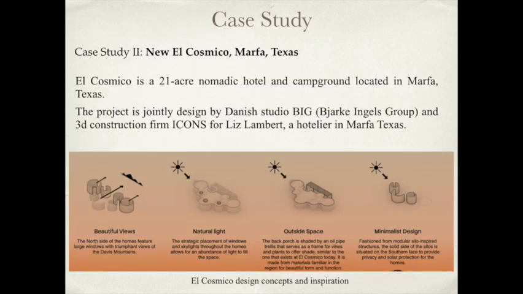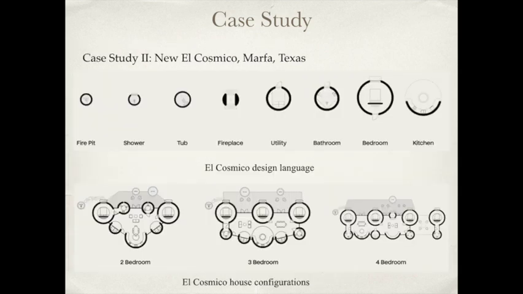The second case study is the new El Cosmico in Marfa, Texas. El Cosmico is a 21-acre nomadic hotel and campground located in Marfa. The project is jointly designed by Danish studio BIG, Bjarke Ingels Group, and 3D construction firm ICON for Liz Lambert, a hotelier in Marfa, Texas.